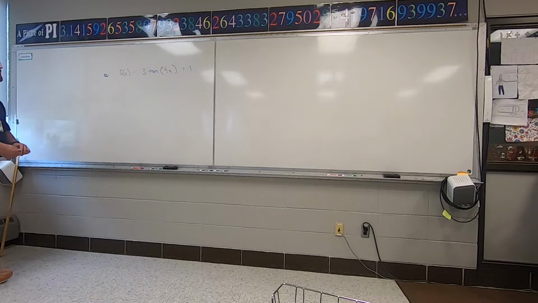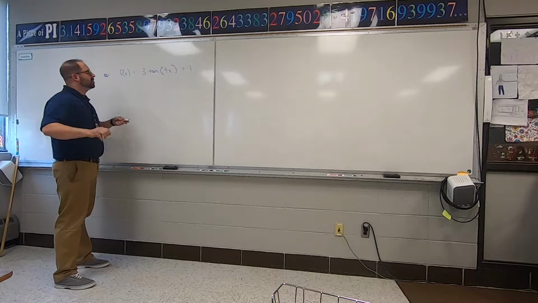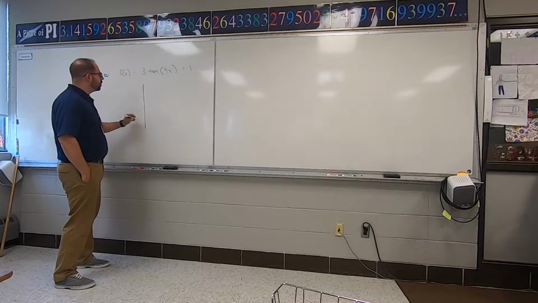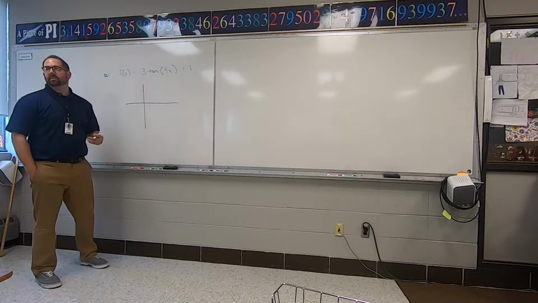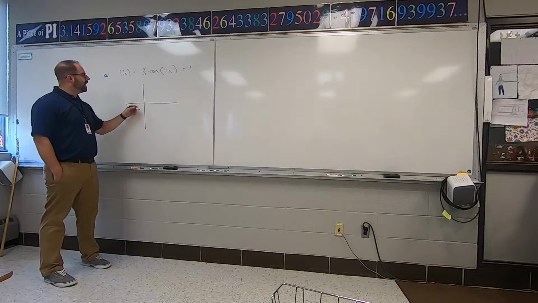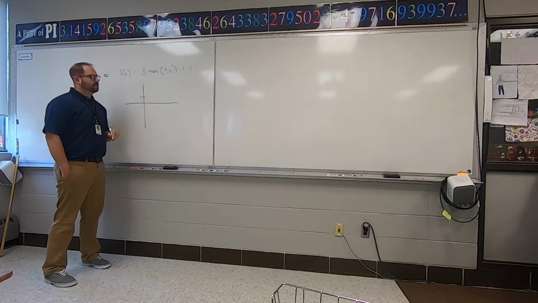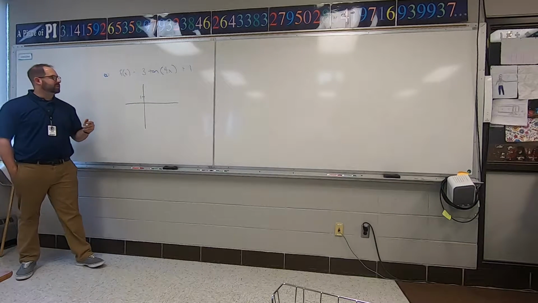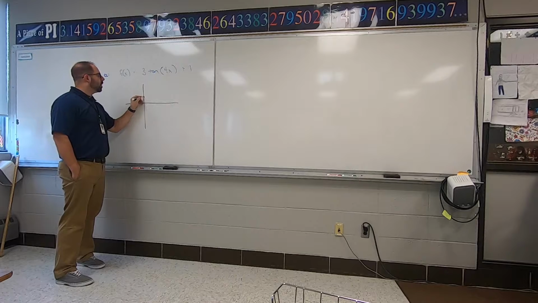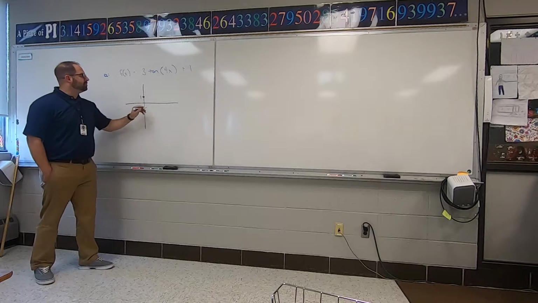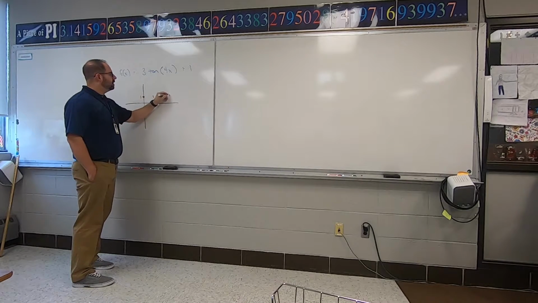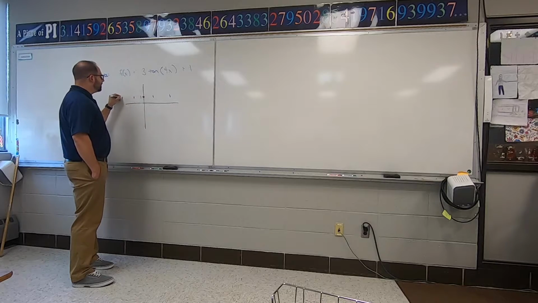All right, so 3 tangent 4x plus 1. Now, tangent is centered typically over the origin. We are going to be shifting mine up 1 spot. So this is the new origin. It's going to go right through this origin. It's going to have 2 markers going this way and 2 markers going this way.